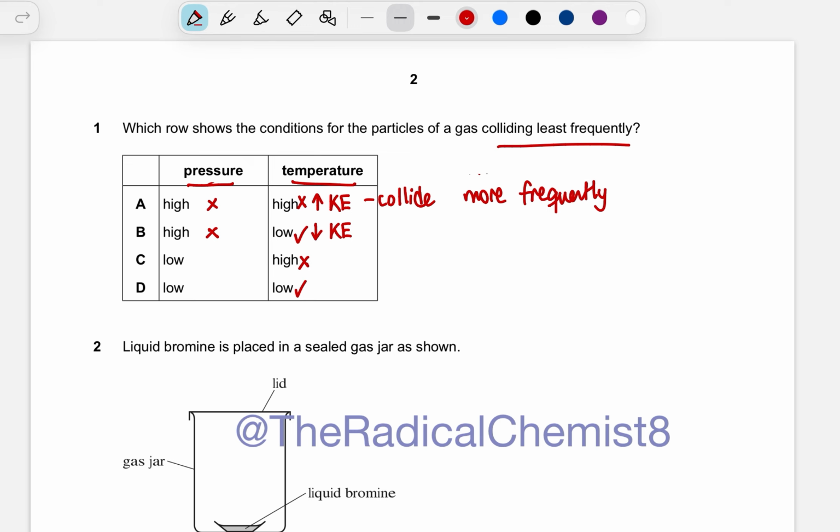And finally then, low pressure means you've got a greater volume, so your particles are separated out more, and therefore you will have collisions least frequently. So your answer is D.